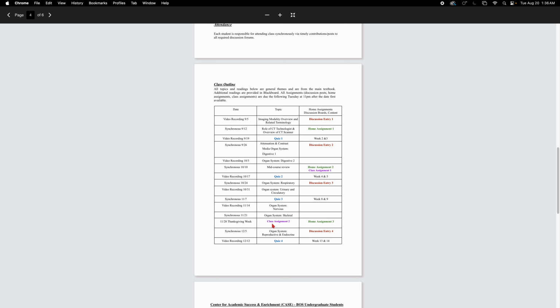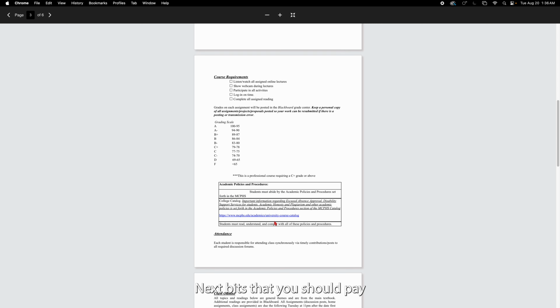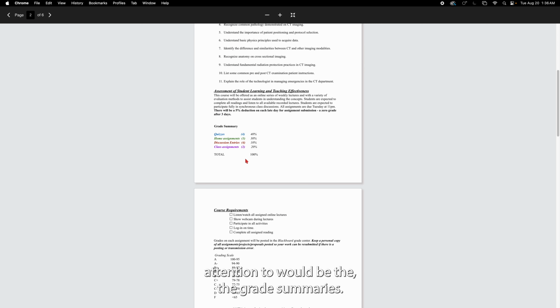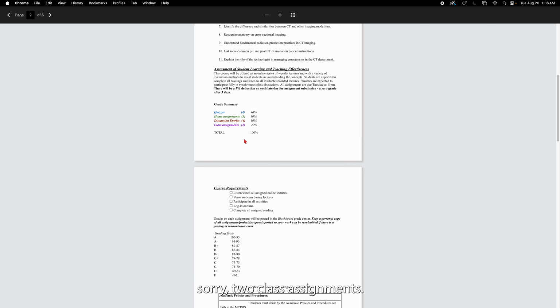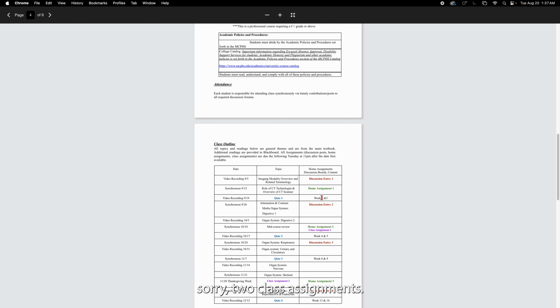All right. Next bits that you should pay attention to would be the grade summaries. You'll see that there are 4 quizzes, 3 home assignments, 4 discussion entries, and 2 class assignments. And they're all labeled here. You can see which week they're due.